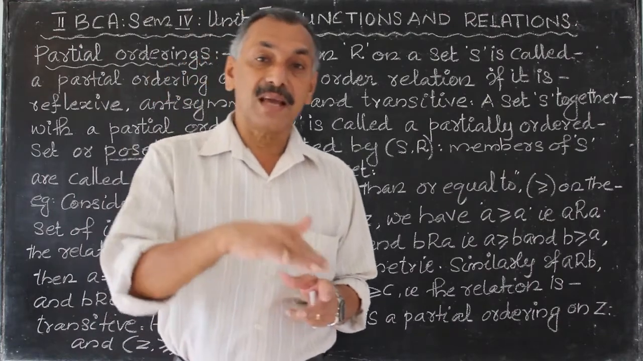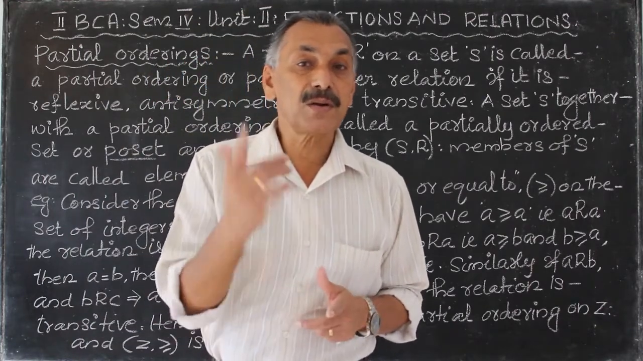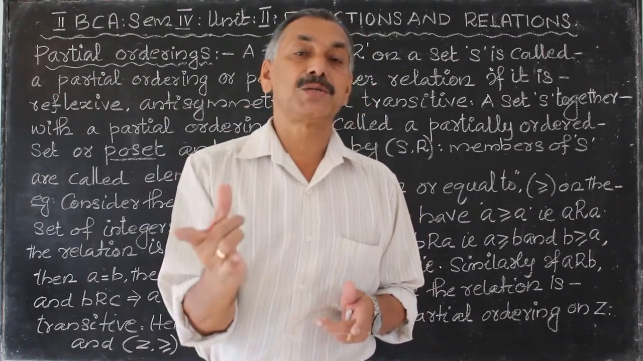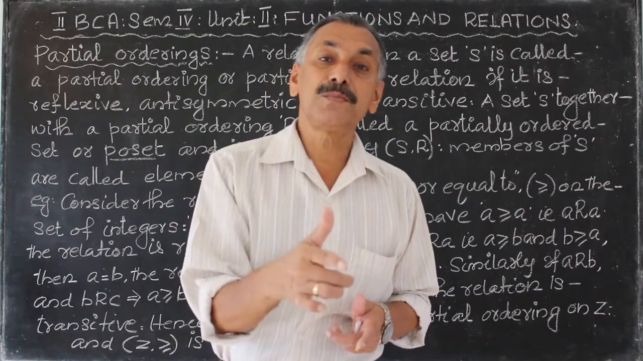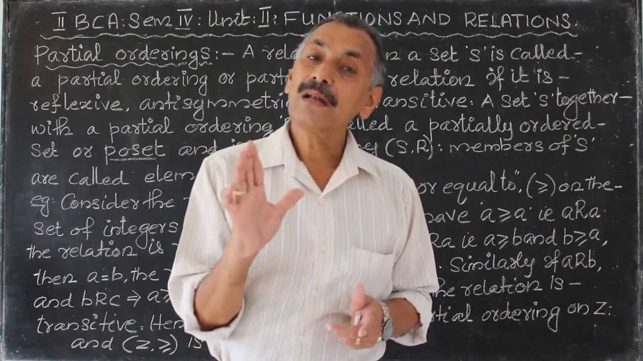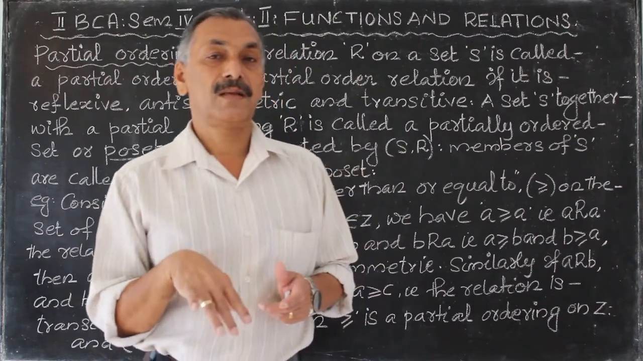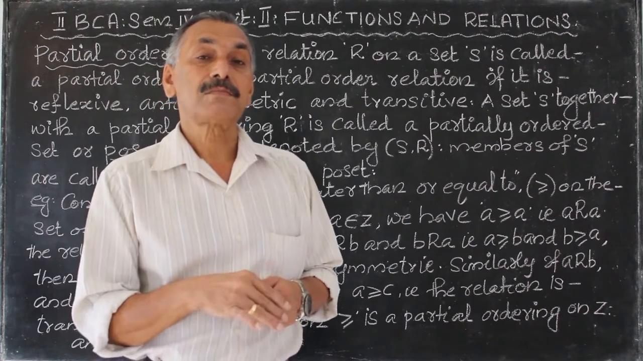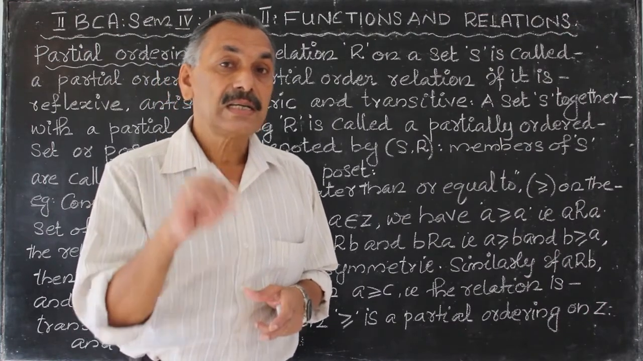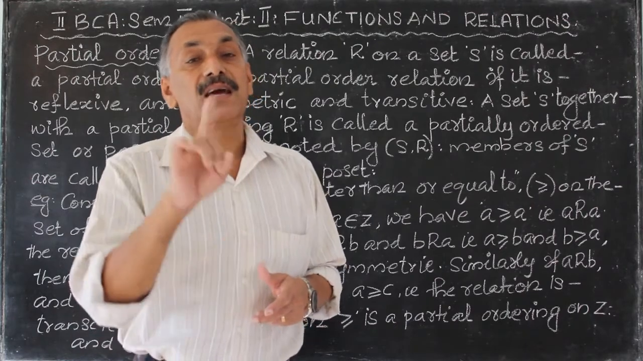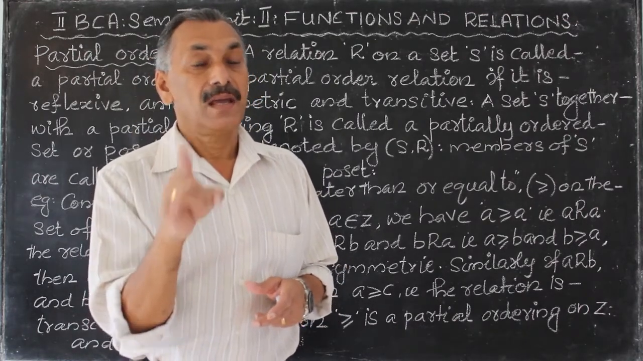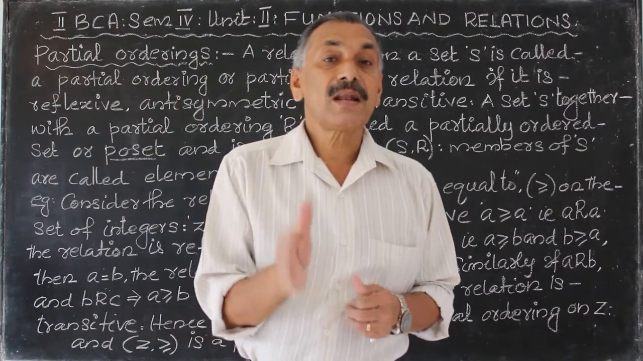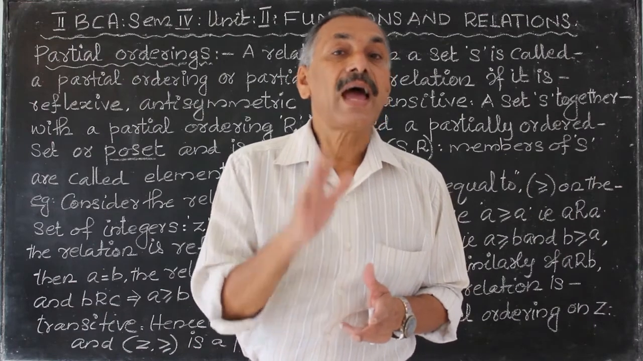If A is related to B, that is A less than or equal to B, and B related to A, that is B less than or equal to A, then it is sure that A is equal to B. A related to B and B related to A if and only if A is equal to B. Then the relation is anti-symmetric.